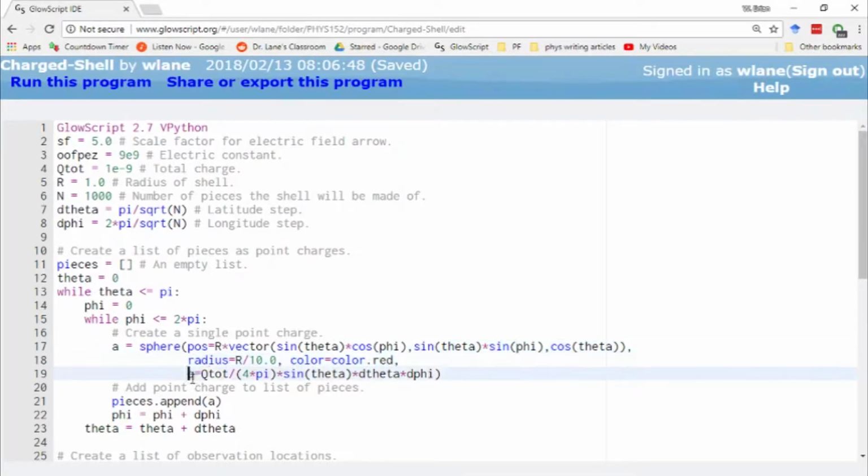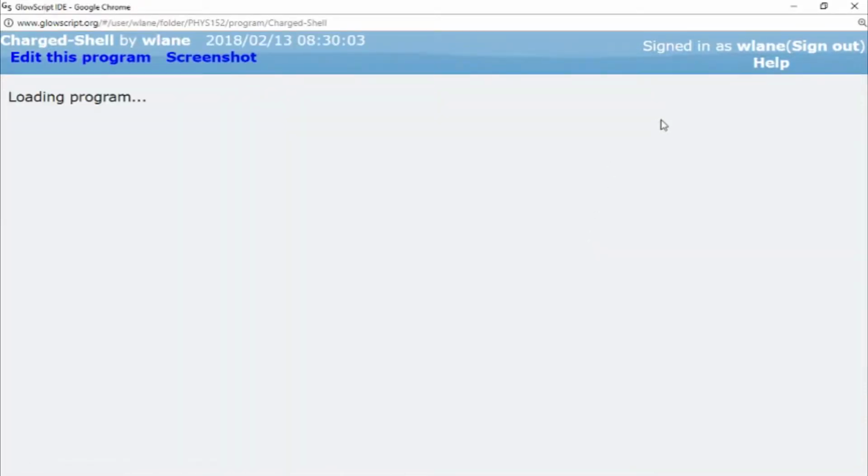And then here I've got the individual charge for each point charge. I want to justify this formula to you later after we see the sphere in action. The rest of the code below here remains the same in terms of setting up our observation points and calculating the electric field. So let's hit Control 2 and see what we get.